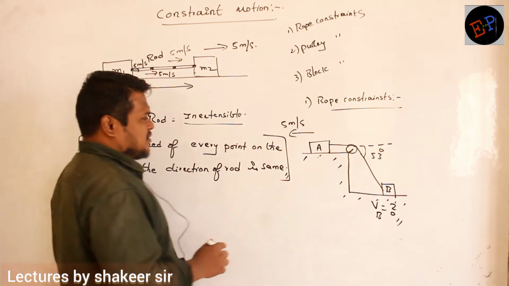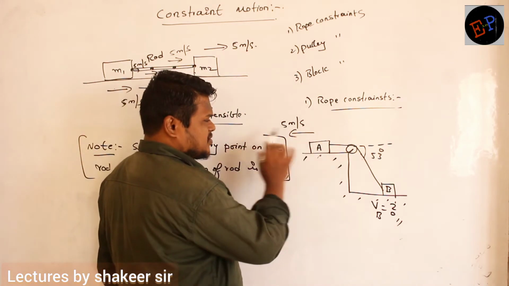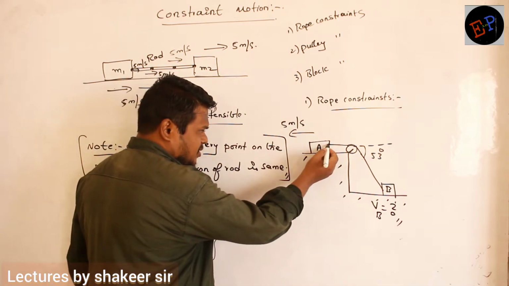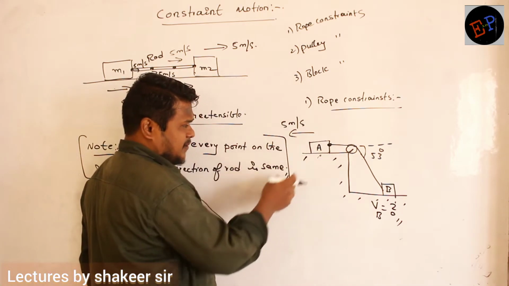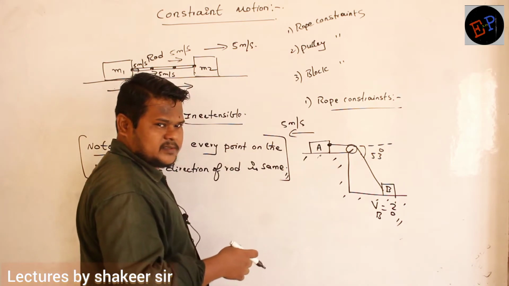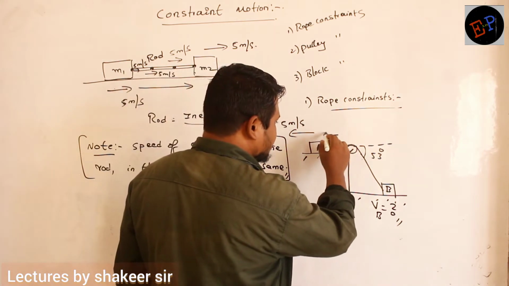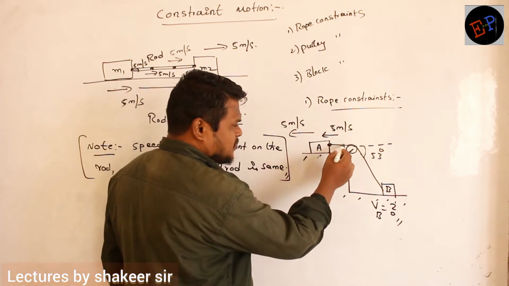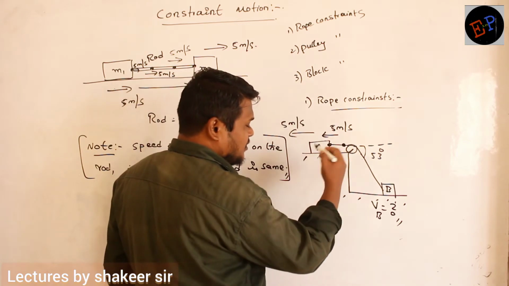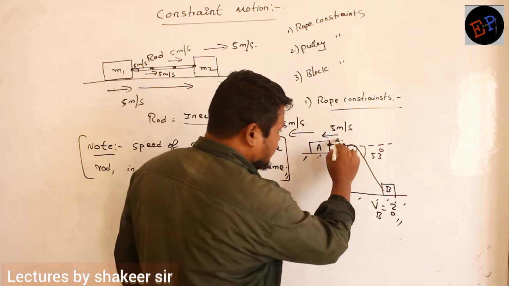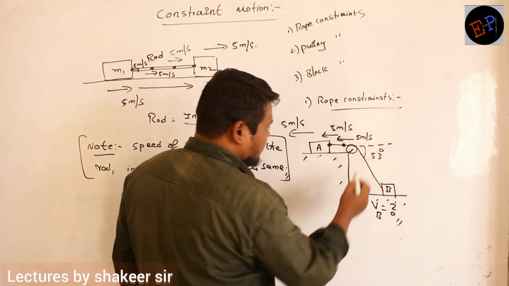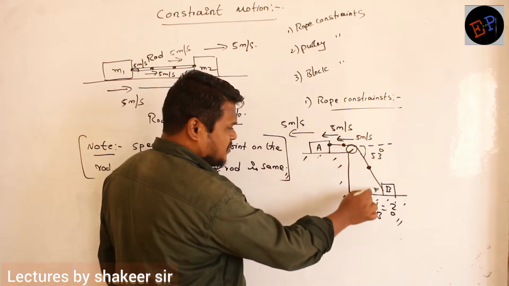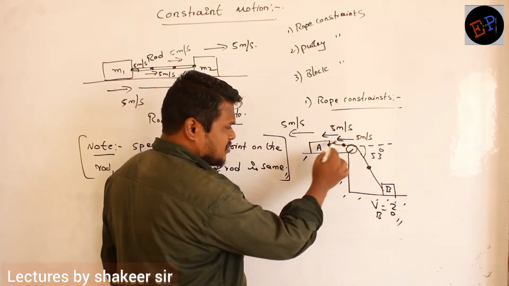Now see. If I take this block A, what is the speed of block A? 5, no? Then what is the speed of this point? 5 only. In which direction? In the direction of the rope. The rope is in this direction, no? 5 meters per second. Now if you take the speed of this point, 5 only, in the direction of the rope only. Again, if you take the speed of this point, 5 only, because all of them are present on the rope only, no?